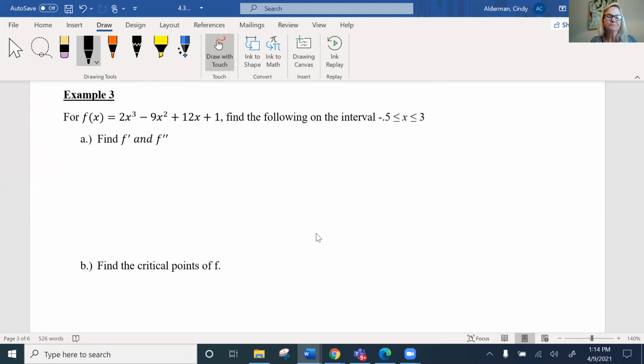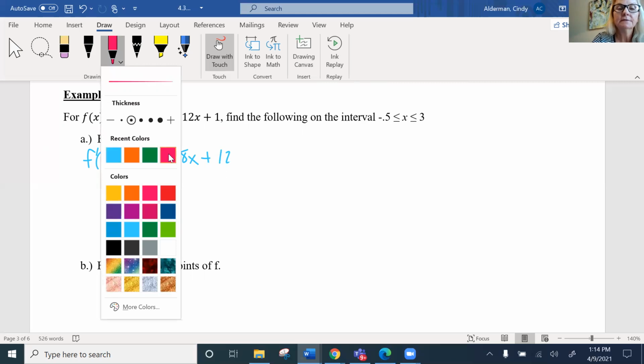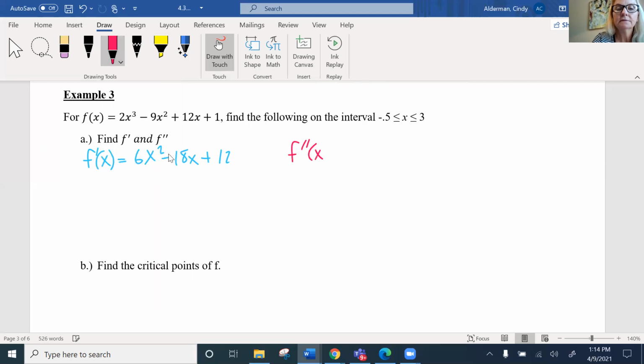Next example. This is kind of putting it all together. So first thing they're asking us for is to find the first and the second derivative. Okay, so the first derivative is equal to 6x squared minus 18x plus 12. And the second derivative is going to equal 12x minus 18.